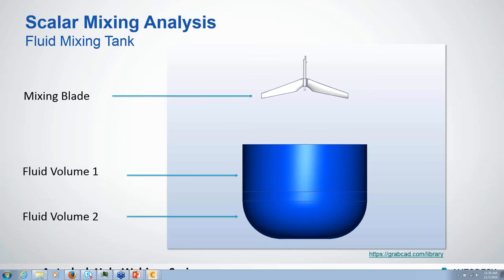So our next example, our next model, is mixing. This is going to be mechanical mixing, not just introducing two fluids and letting them mix on their own. This is actually going to use a mixing blade that goes down into this tank that has two volumes of fluid, one with scalar zero and the other with scalar one, or vice versa, we'll see. And we're going to use motion to rotate that blade and cause the mixing.